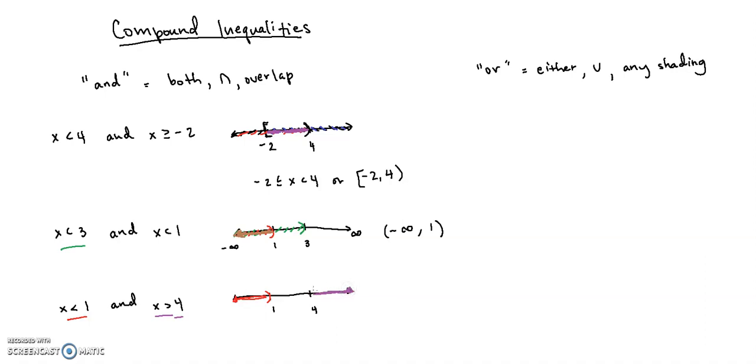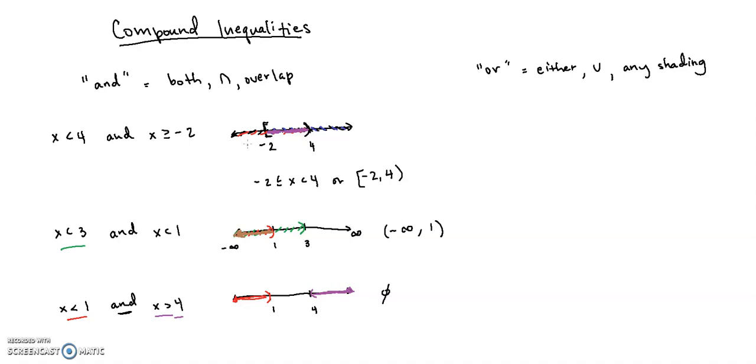And it's also not included, so it's a round bracket. Okay, and now remember for the and statements, we're looking for the overlap. So where do these two things overlap? They never overlap, and if they never overlap, that's going to be no solution, which is the null set, which means nothing, the set that has nothing in it.